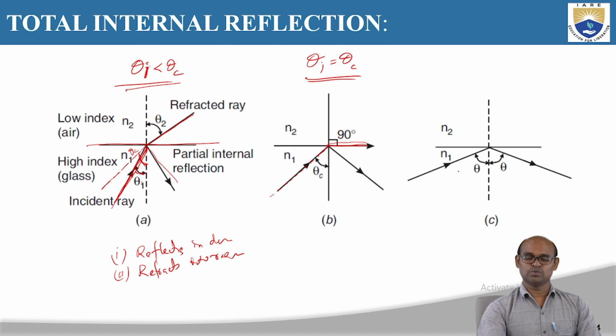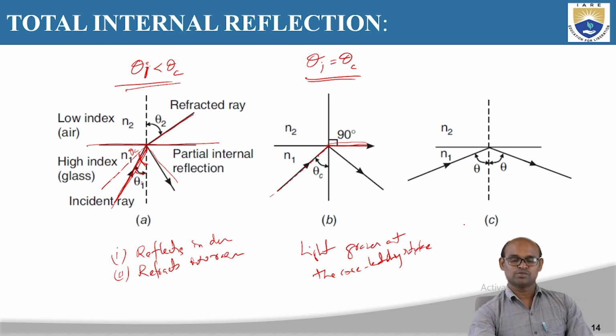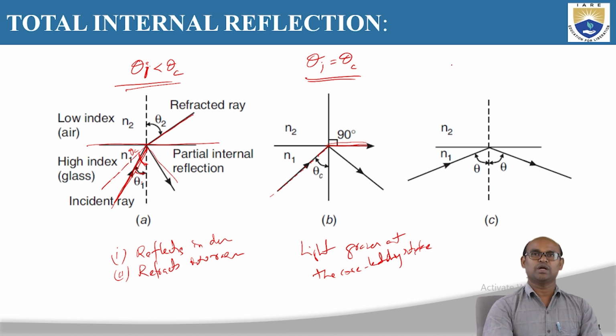So in this condition there is no total internal reflection. The light grazes at the interface, which I can define as the core cladding interface. In these two conditions, we have seen that there is no total internal reflection.